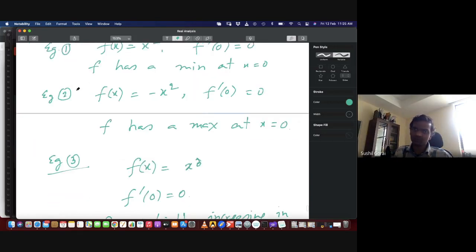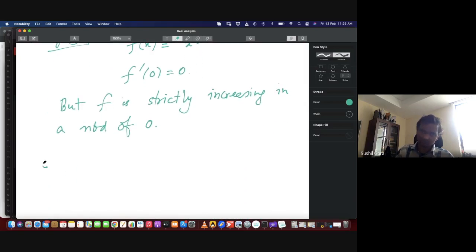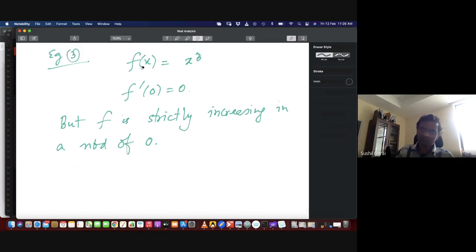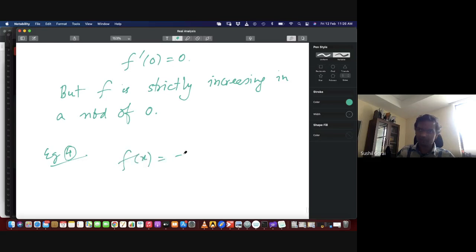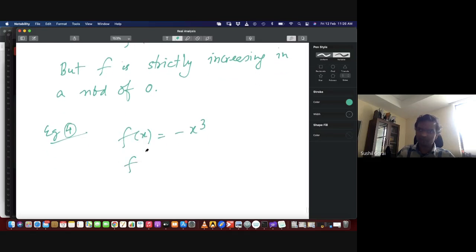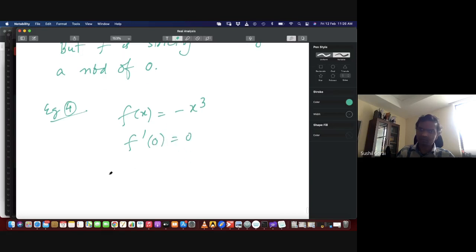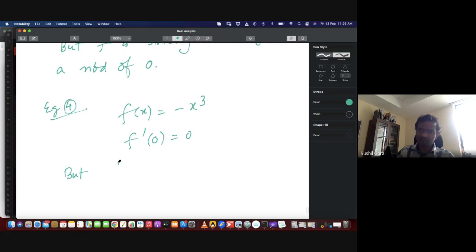So in example 1, and similarly, one can give an example in similar fashion. So example 4, f(x) equal to minus x cubed. So f'(0) is 0, but here f is strictly decreasing.